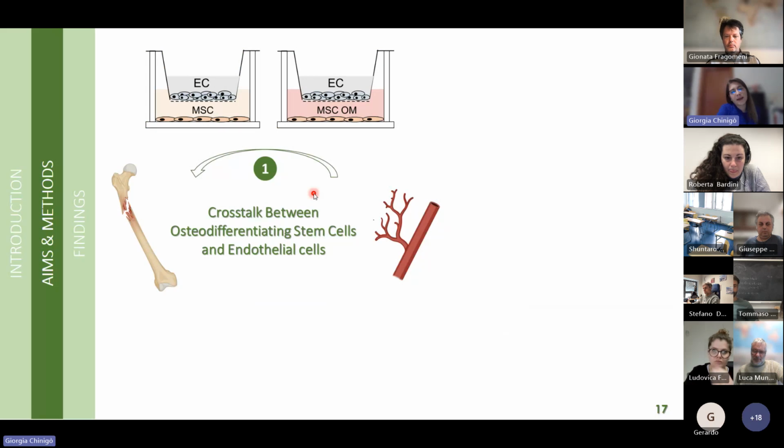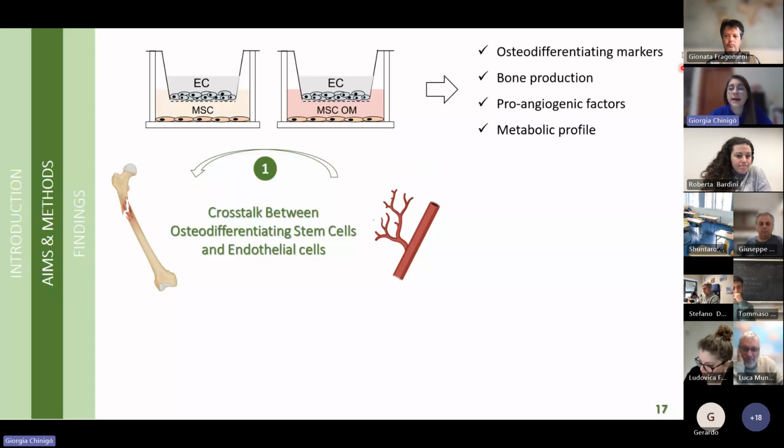More specifically, we set up two different configurations. First of all, in order to evaluate the impact of endothelial cells on osteodifferentiating stem cells, we plated our mesenchymal stem cells on the bottom and endothelial cells within the transwell. And what we looked at was basically the expression of osteodifferentiating markers by mesenchymal stem cells, bone production, the expression of pro-angiogenic factors, and finally, we analyzed their metabolic profile.